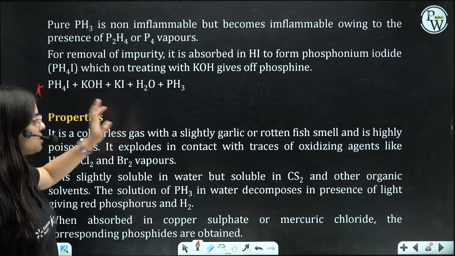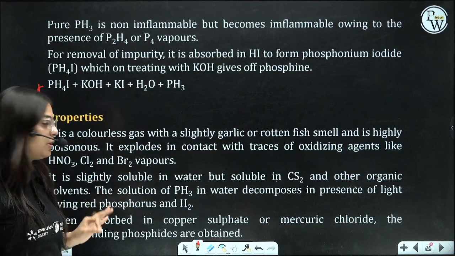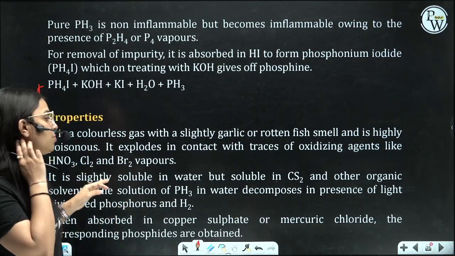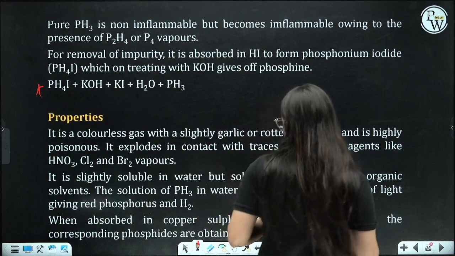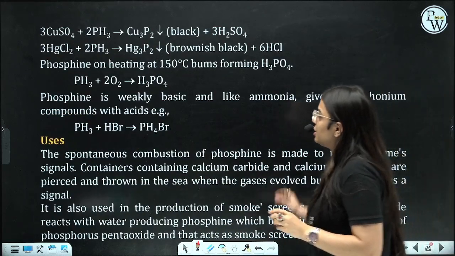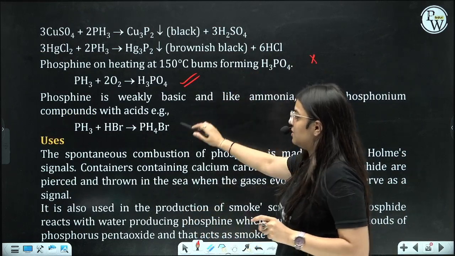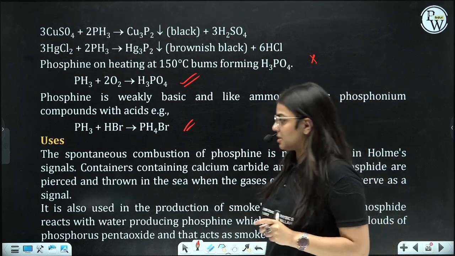Properties: colorless gas with a slightly garlic or rotten fish-like smell, highly poisonous. Slightly soluble in water but soluble in CS2 and other organic solvents, right? The next part, no need to learn, for this reaction is not asked, but this you should know, right? Even this reaction you should know that it is weakly basic.